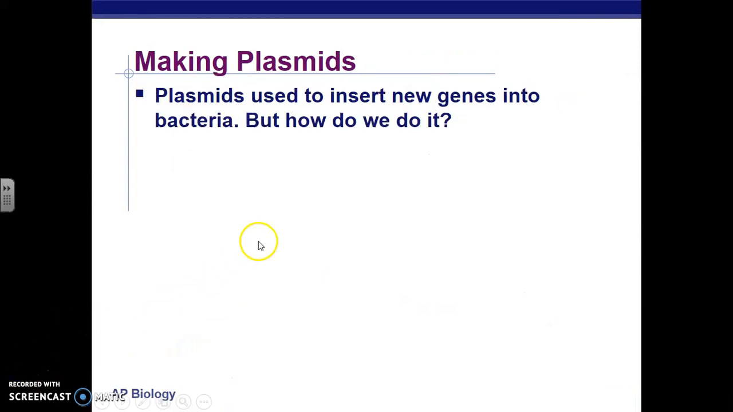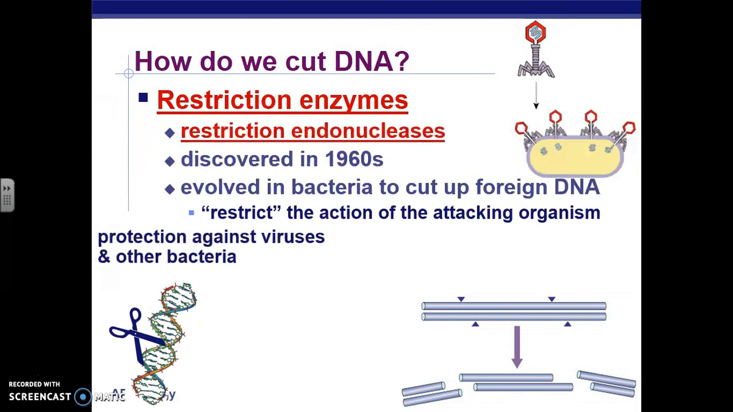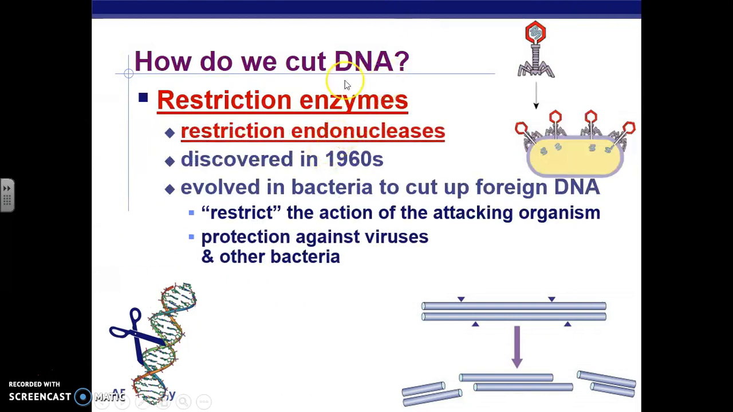So again, this is really what this says here. When we get back from Christmas break, we're going to see how we can insert genes into plasmids. But right now we're just going to take a look at restriction enzymes and what restriction enzymes can do. So restriction enzymes, their actual name, or their fancy name, is restriction endonucleases.